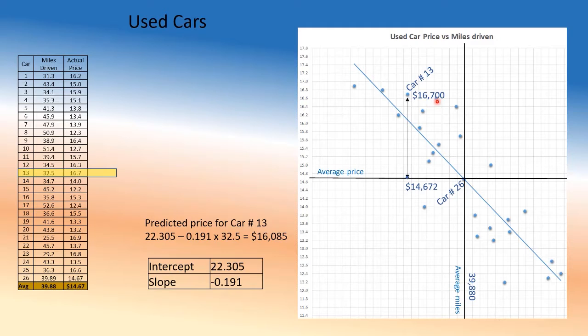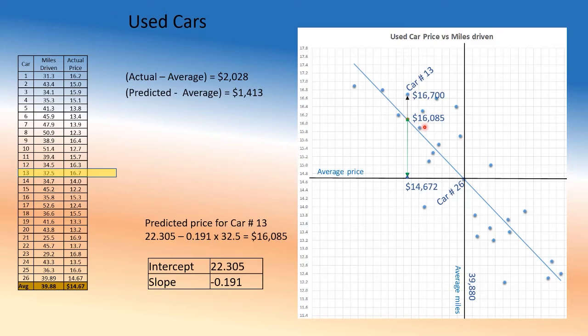And how far is it from the average price? $2,028. So basically, the average price of the cars is $14,672. It sold for $16,700, which is $2,028 more than the average price. And the predicted price was $16,085 that we got here. So once again, the average price of the cars is $14,672. Our car number 13 sells for $16,700, when it should be sold at $16,085 according to our model. Okay?